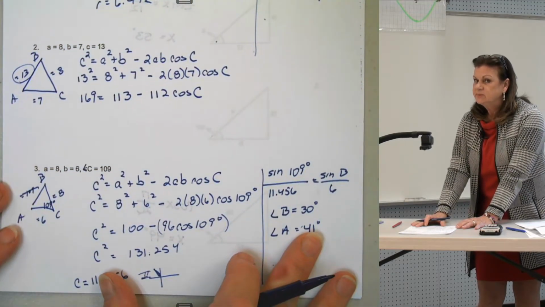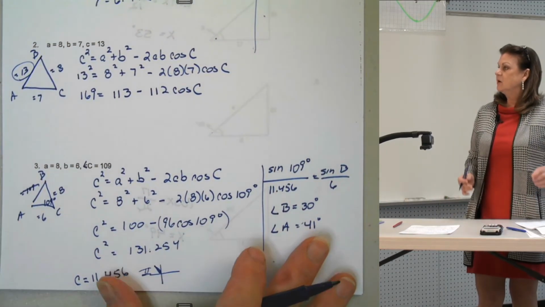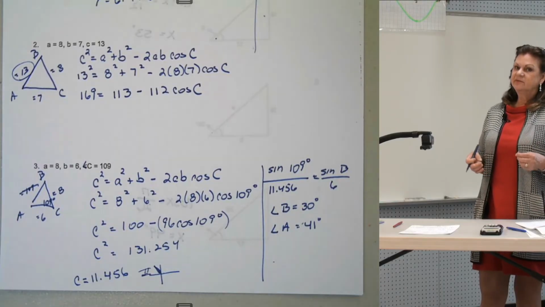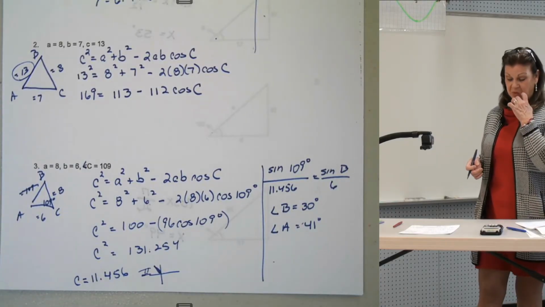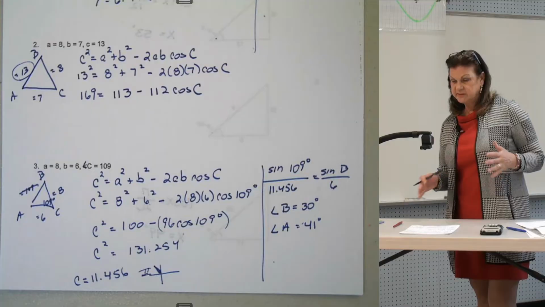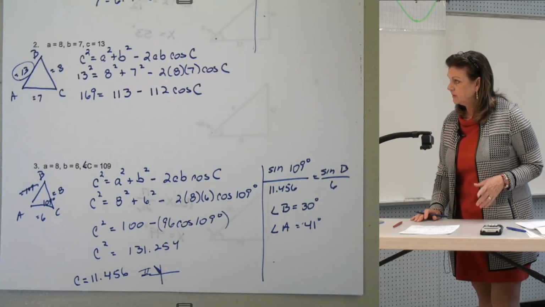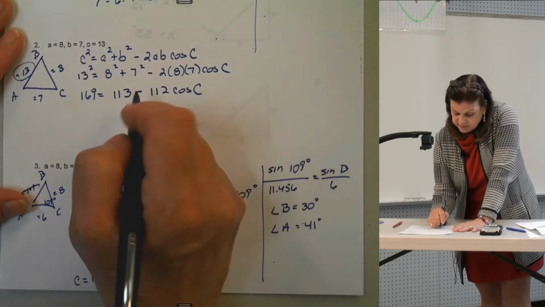Again, please, please, please resist the temptation to call it 113 minus 112 is 1 cosine C. You can't do that. They're not the same animal. You can't subtract them. Be careful. So we're going to move the 113.